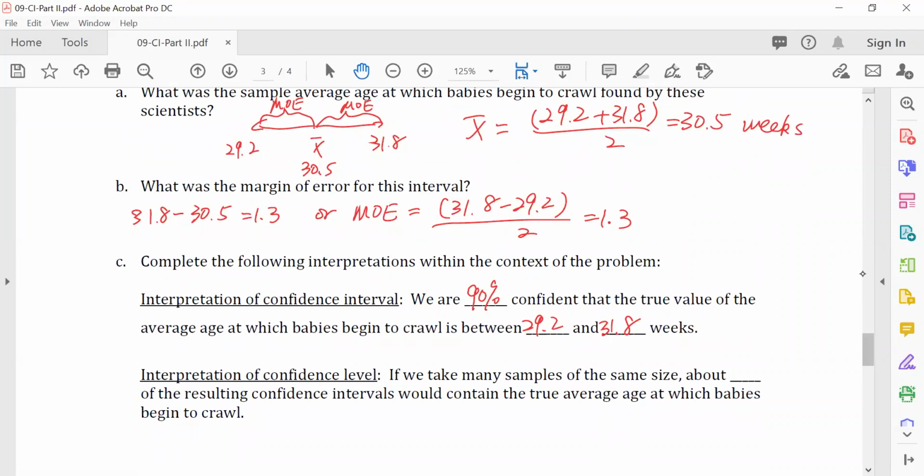Then how would you fill in the blanks for the interpretation of confidence level? Does anyone want to try that? That is, if we take many samples of the same size, then about 90% of the resulting confidence intervals would contain the true average age at which babies begin to crawl.